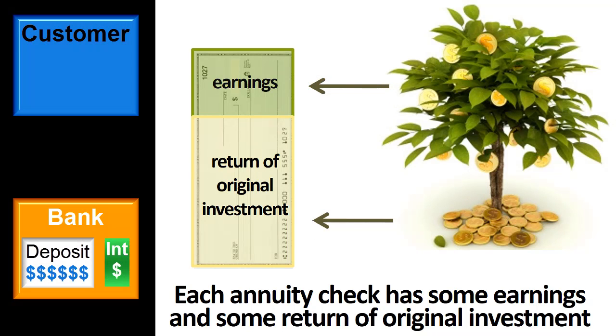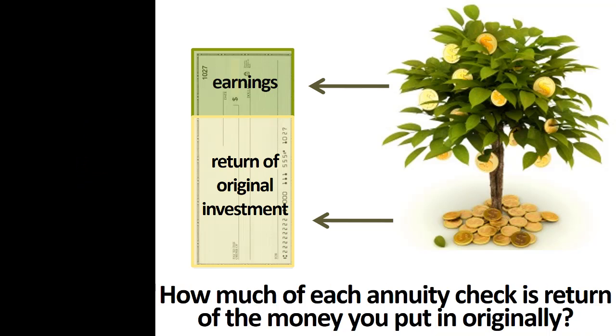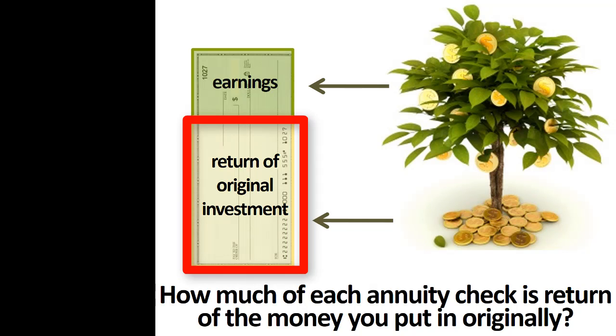Using the bank account analogy, the tax-free return of investment is like removing some of the original principal from a bank account, and the remainder of each annuity payment is like the taxable earnings from a bank account. How much of each annuity check is taxable income? We calculate this indirectly by determining how much was simply a return of the money originally invested. The rest is taxable income.